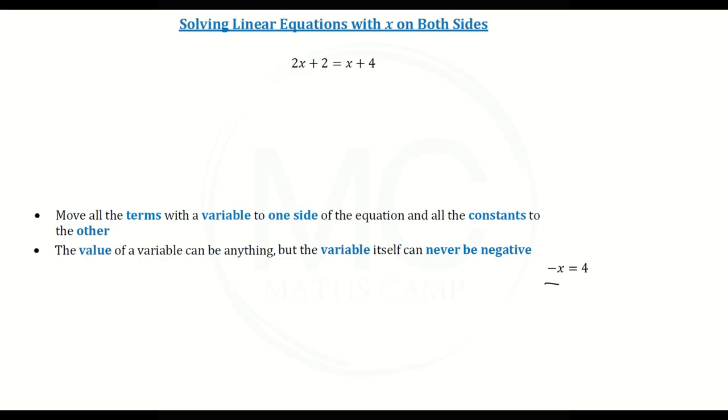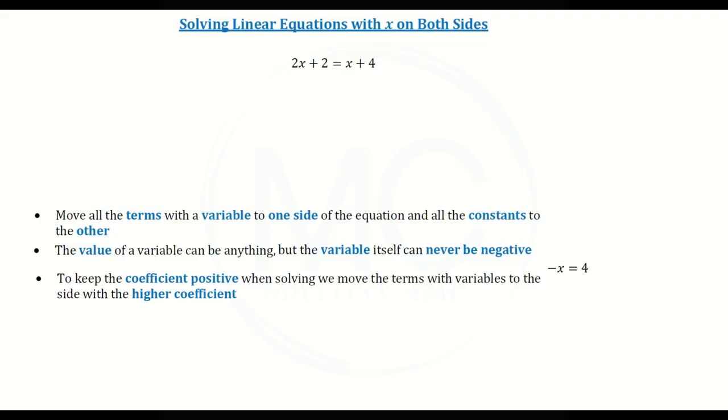To keep the coefficient positive when solving, we move the terms with variables to the side with the higher coefficient. So here we have 2x, and here we have x. 2x is our higher coefficient, so we can move our x terms to the left-hand side. So let's say 2x.